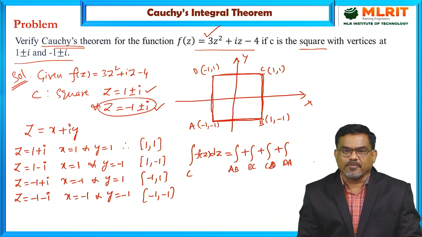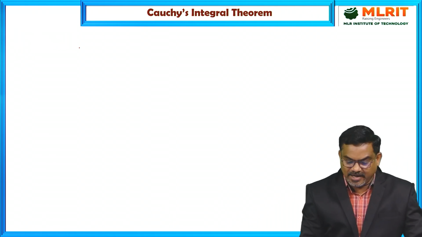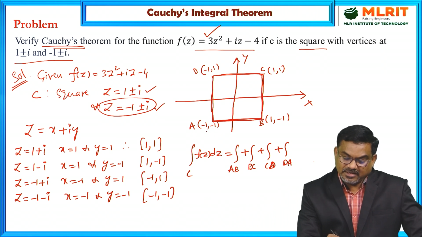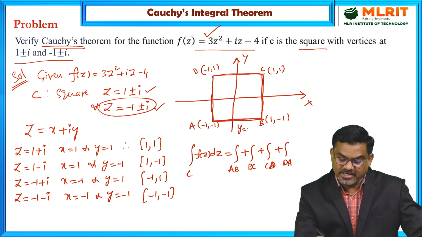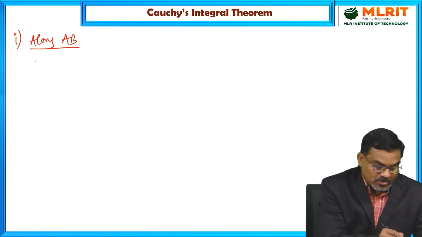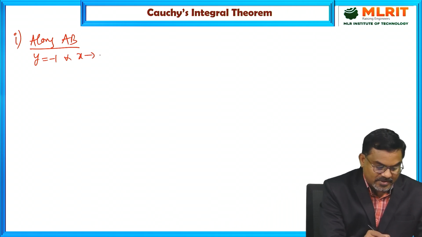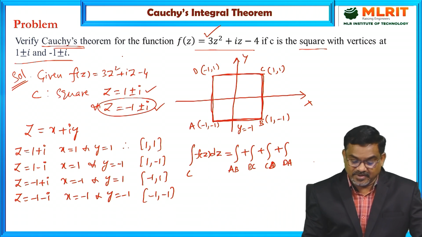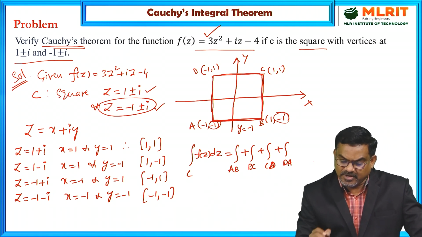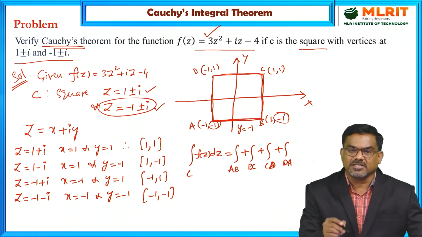Now coming to the first part, along the line AB. It is very clear that the value of y is minus 1. Along this side y is minus 1, that is fixed, and x changes from minus 1 to plus 1. So the value of x changes from minus 1 to plus 1.